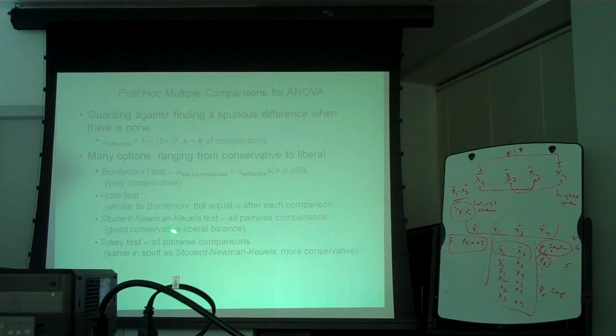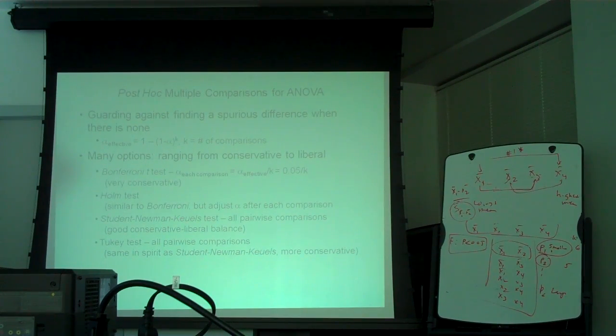All right. So these are the 2 most popular, SNK or Tukey. Within them, Tukey is more conservative. Overall, SNK has a good balance between being liberal and conservative. So neither one of them is as conservative as Bonferroni.